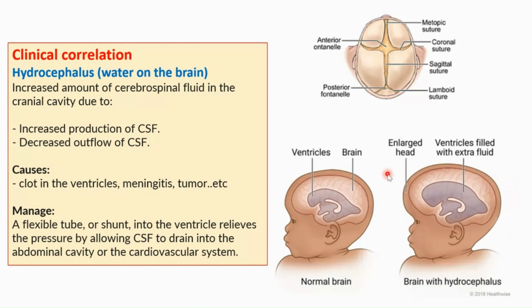However, in adults, because our sutures are already fixed, there's no space to enlarge. So when the CSF accumulates, it will cause compression on the brain, and it might be fatal. So what do we do in this case? We place a tube or a shunt to try to relieve the pressure by allowing the CSF to drain from the ventricles to the abdominal cavity or the cardiovascular system.